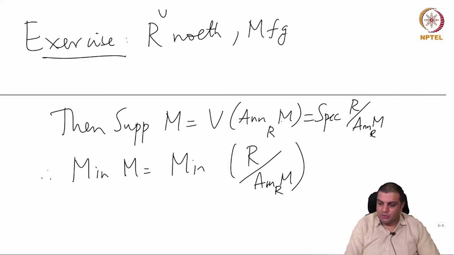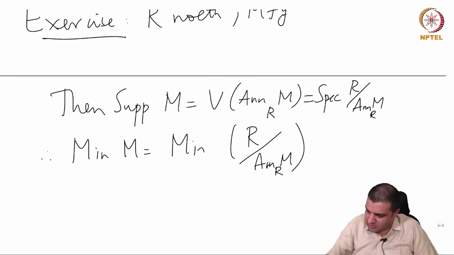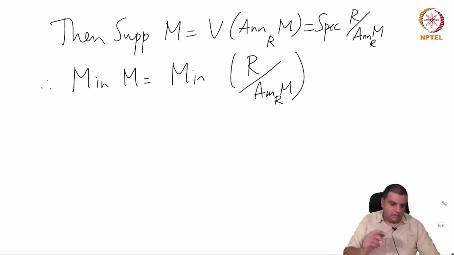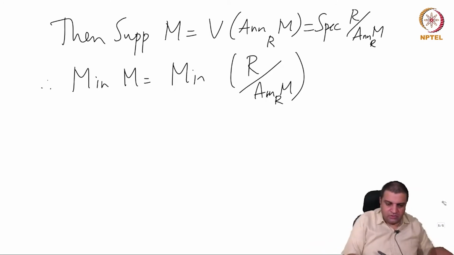We often abuse notation like this. Technically, this is a subset of spec R. This is some other set which maps into this as a closed subset, but we will often not worry about these differences unless there is something to be done in the world. Okay? So this is one.